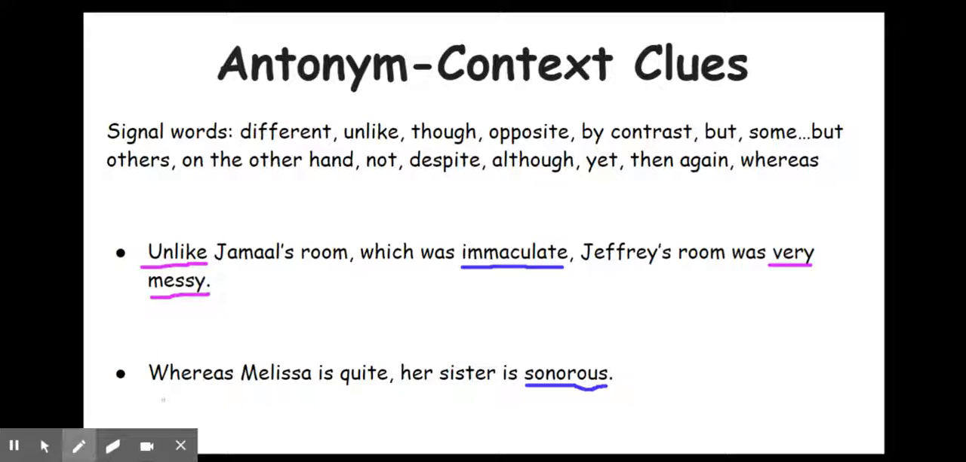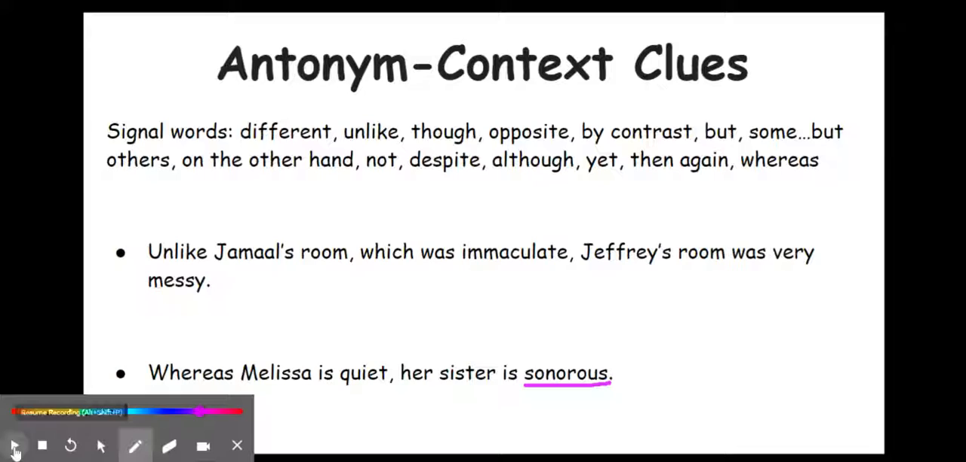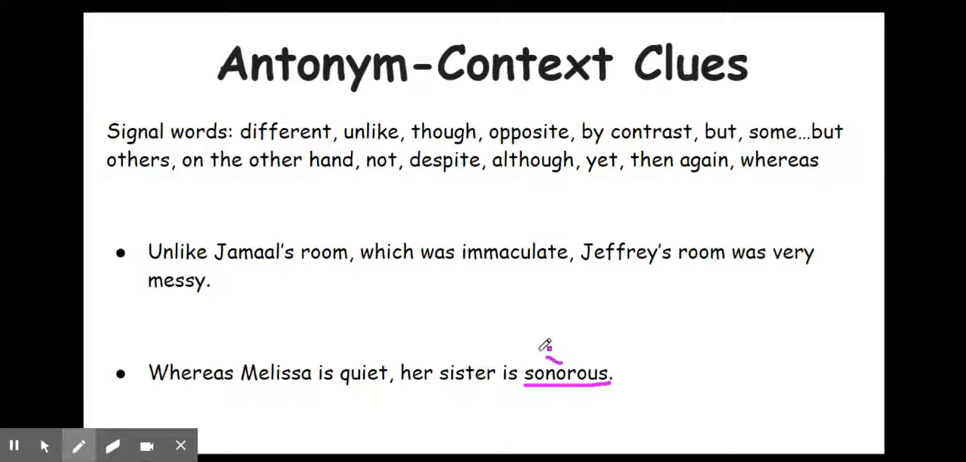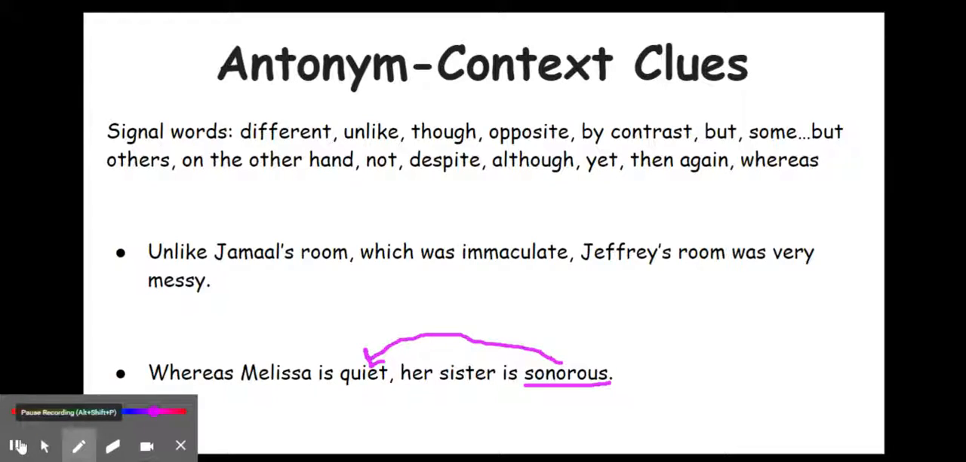Next, whereas Melissa is quiet, her sister is sonorous. What does that word mean? Whereas Melissa is quiet, her sister is sonorous. Melissa is quiet, and this is an antonym because we have that signal word that says whereas. Sonorous must be the opposite of quiet, so she must be either loud or she has a different type of voice that may be more powerful.